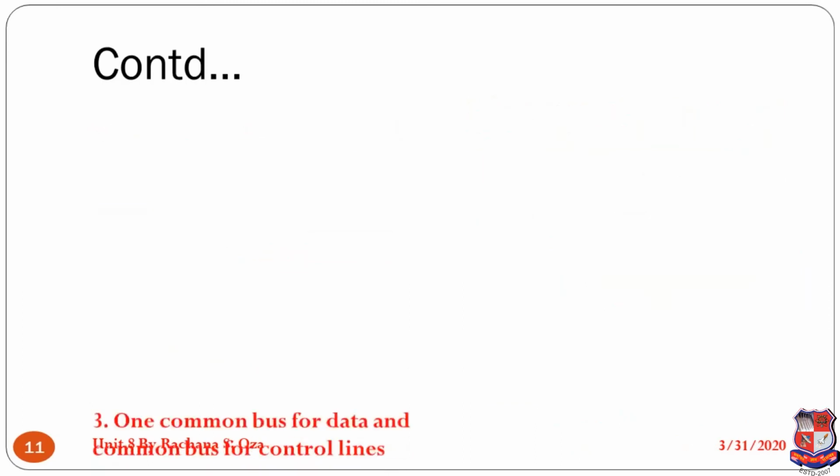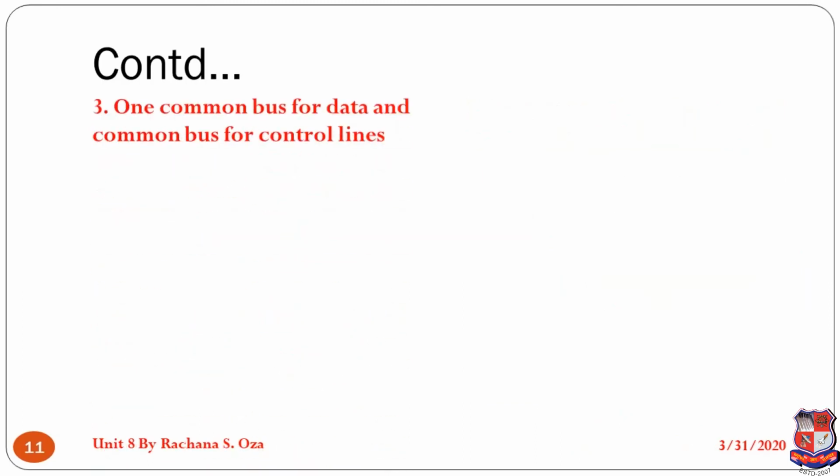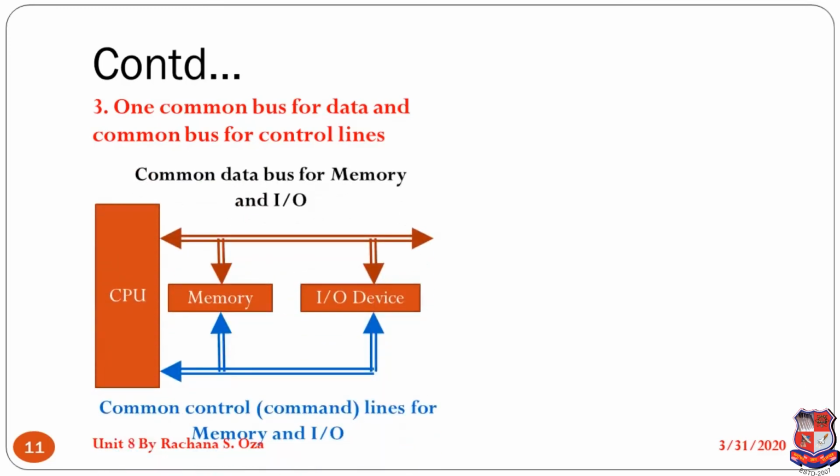Now the third technique is a common bus for data and a common bus for the control lines. Let us go with the limitation of the second technique. What is the limitation of the second technique? Again the same. If you have n number of I/O devices, you may have n number of control lines, separate control lines for all of them. So it will again mess up all your configuration or fabrication.